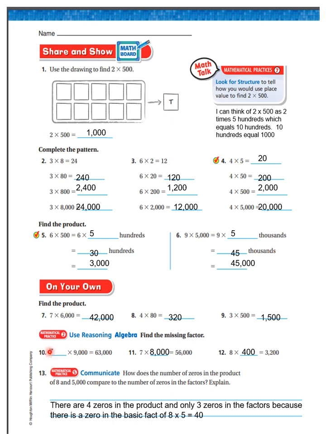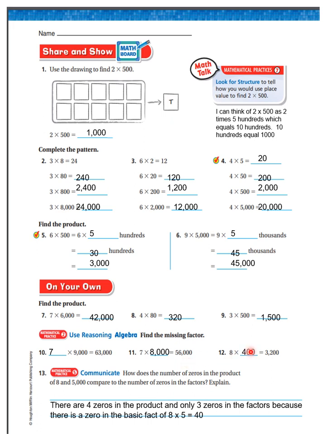What number times 9,000 equals 63,000? Well, what number times 9 equals 63? 7. So 7 times 9,000 would equal 63,000. So now 7 times what number equals 56,000? Well, 7 times 8 equals 56. So 7 times 8,000 would be 56,000.